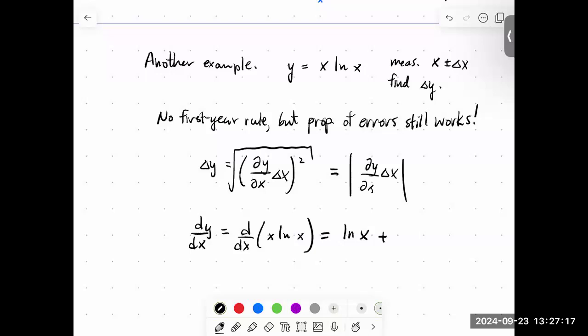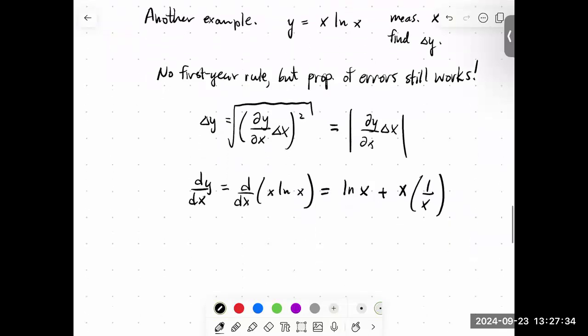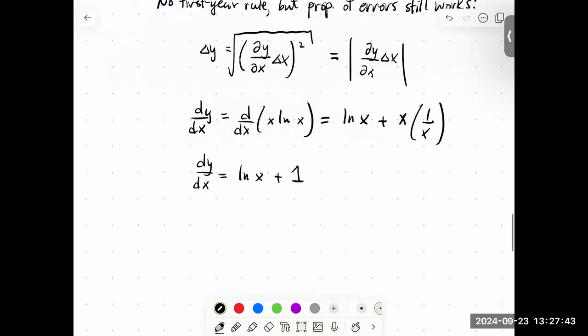And then product rule says, okay, write down the first factor, x, and take the derivative of the second factor, ln x. What's the derivative of ln x? 1 over x, exactly. Good. So then we just get that this dy dx is equal to ln x plus 1. And so therefore, delta y is equal to that derivative times delta x, and stick it in an absolute value sign. Ln x plus 1 delta x.